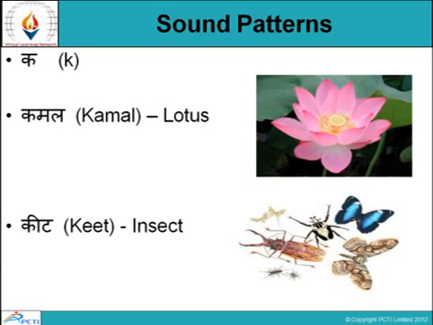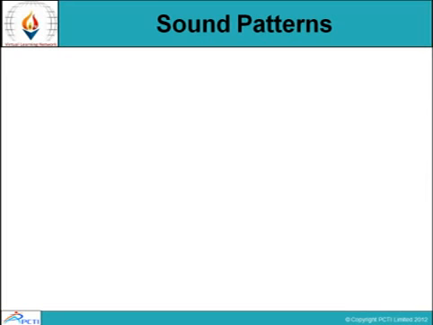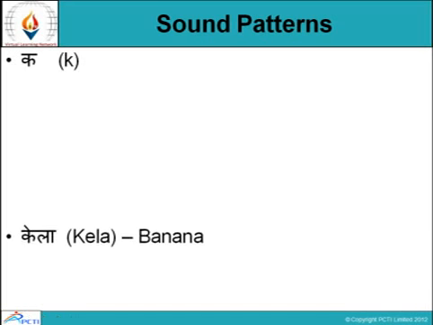Next is keet. Keet is what? Insect. You have seen these insects: butterfly, cockroaches, spiders, house flies, bugs. These are all insects. These are called keet in Hindi. We call insects keet. Ka, keet. Long sound of E, so keet.